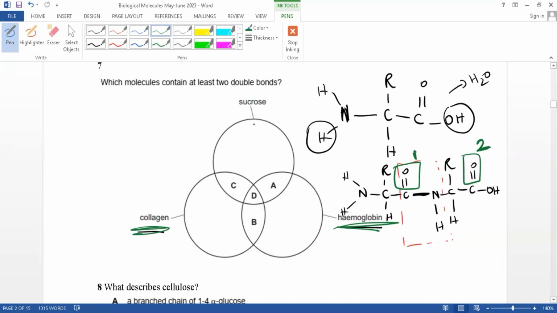And if you talk about sucrose, it is a simple structure made up of one glucose and one fructose. So glucose and fructose make up sucrose, and there is no double bond over here. So sucrose does not contain a double bond, but the others have a lot of double bonds. So the correct option is B.